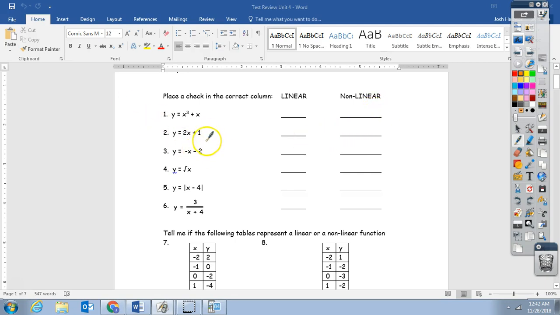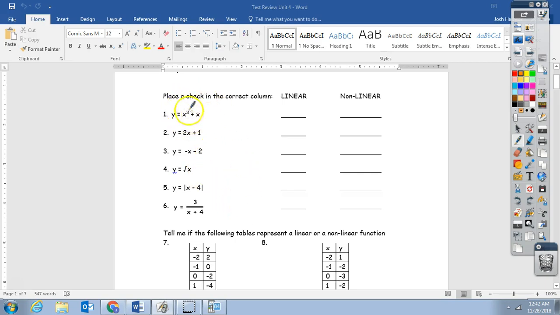For a linear equation, it has to be variables that are raised to the first power. You cannot have a variable that is inside a radical. You cannot have a variable inside an absolute value. And you cannot have a variable in the denominator of a fraction.